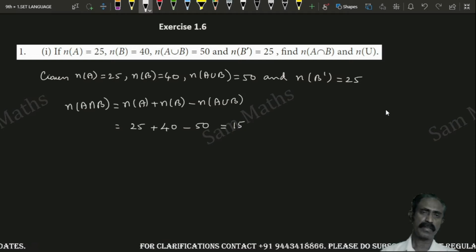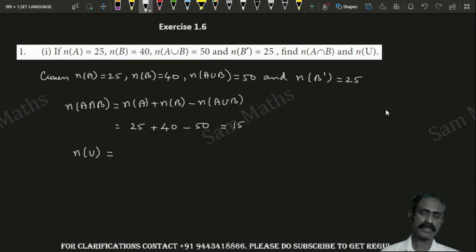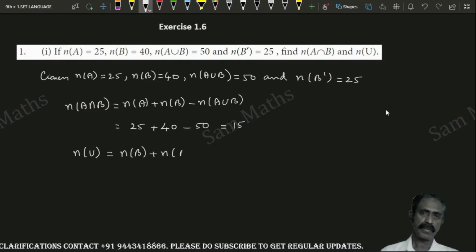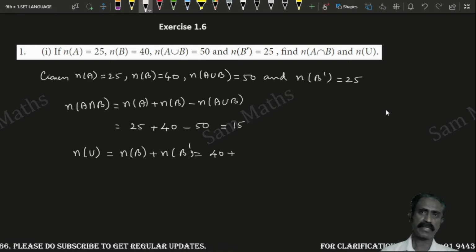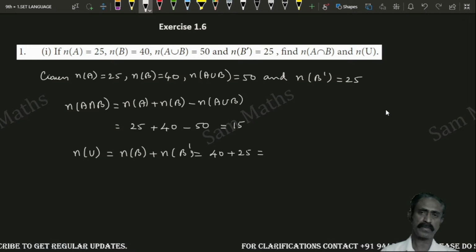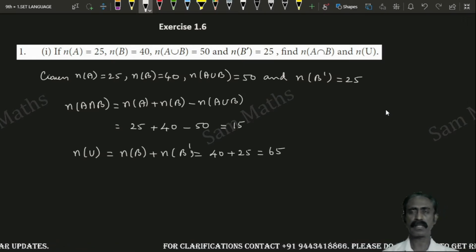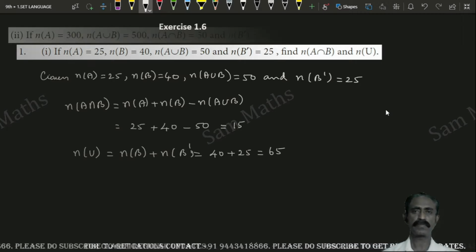Now we need n of U. N of U is equal to n of B plus n of B dash. N of B value is 40 plus n of B dash is given as 25, that is equal to 65. This is the required number of elements in U.